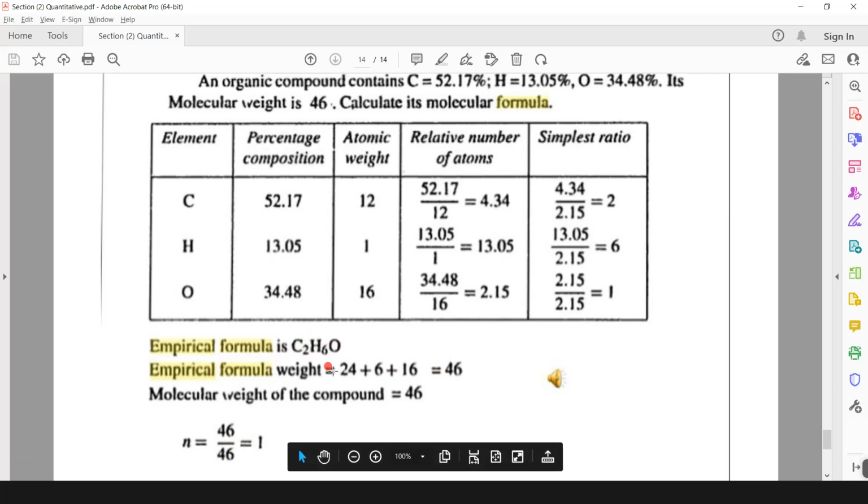So n equals 1. When n is equal to 1, the empirical formula is the same as the molecular formula. It is very important. When n equals 1, this means the empirical formula is the same as the molecular formula. So C2H6O represents to us the empirical formula and also the molecular formula.